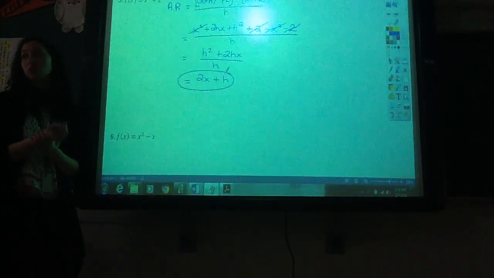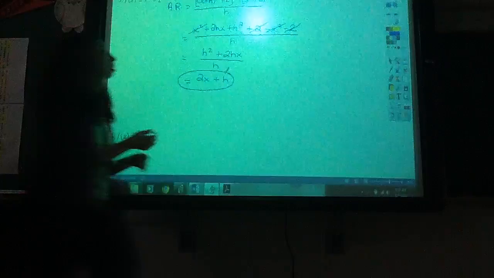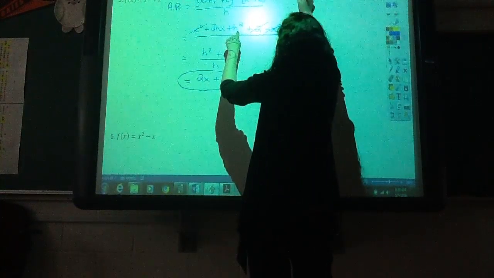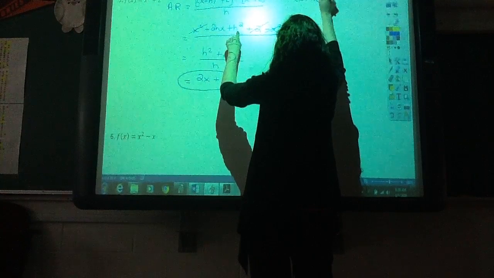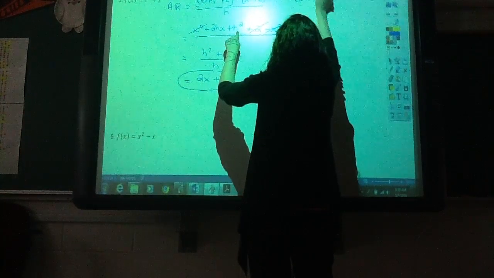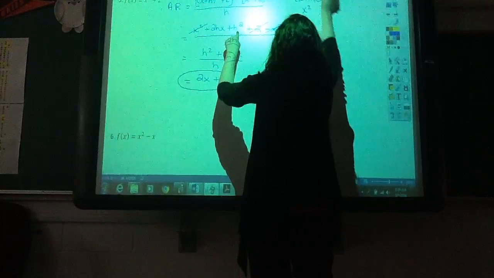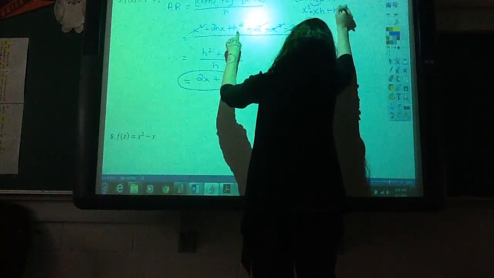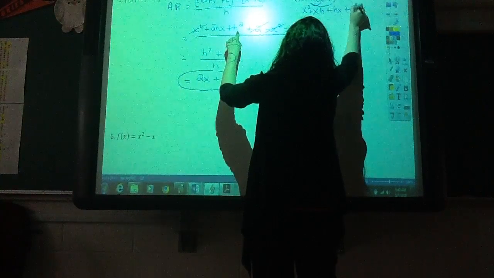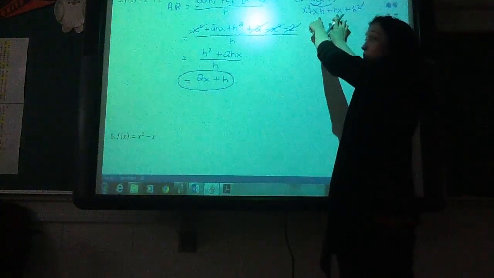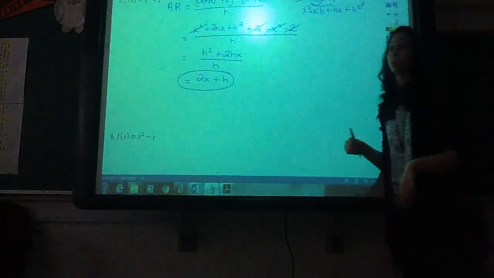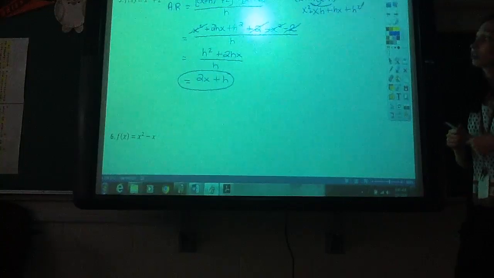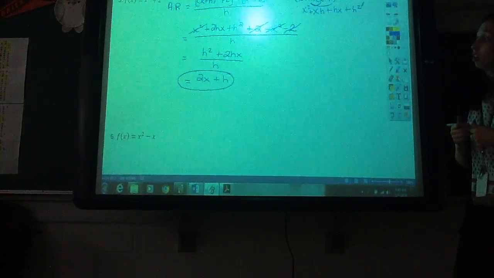Can you go over the FOIL one more time? Because I'm trying to get h squared. Yeah, h squared. First times first is x squared. Then you have xh. Then you have hx. Then you have h squared. So that gives you 2 hx's. Okay, I was not looking at the right part. I saw the plus 2 and I thought it was with that. Gotcha. Alright.